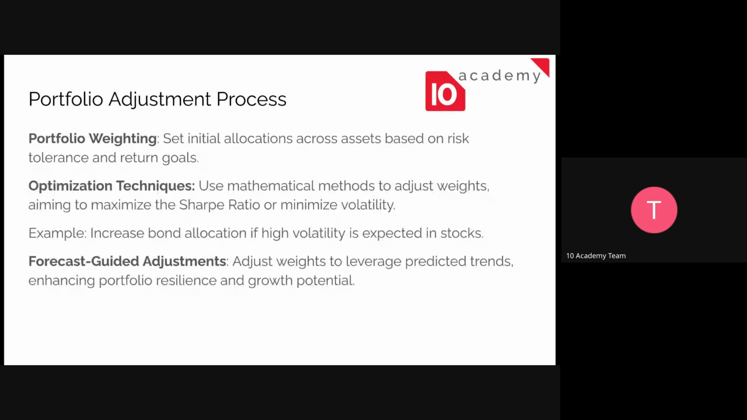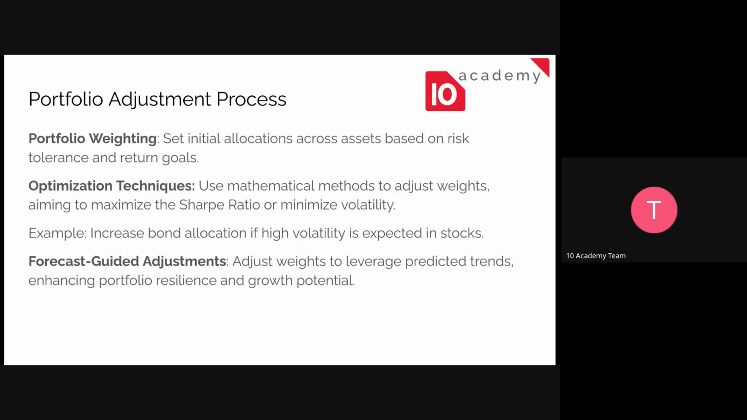Like I said in the beginning, with portfolio weighting, you have to have your return goals. If your goal is to have high volatility, you can decrease the bond allocation in favor of high growth stocks and so on. And then you have the forecasting-guided adjustment. By using this, you're going to have an adjusted weighting to leverage the predicted strengths, enhancing your portfolio resilience and growth potential.